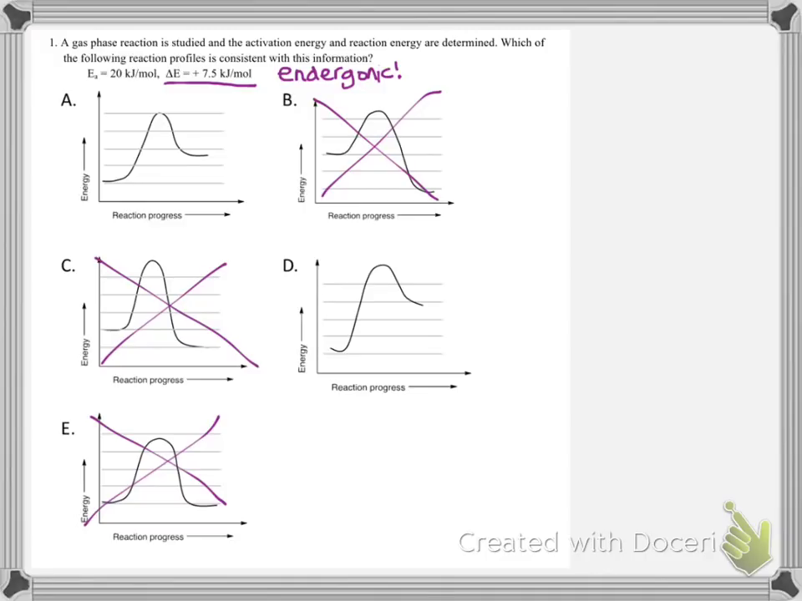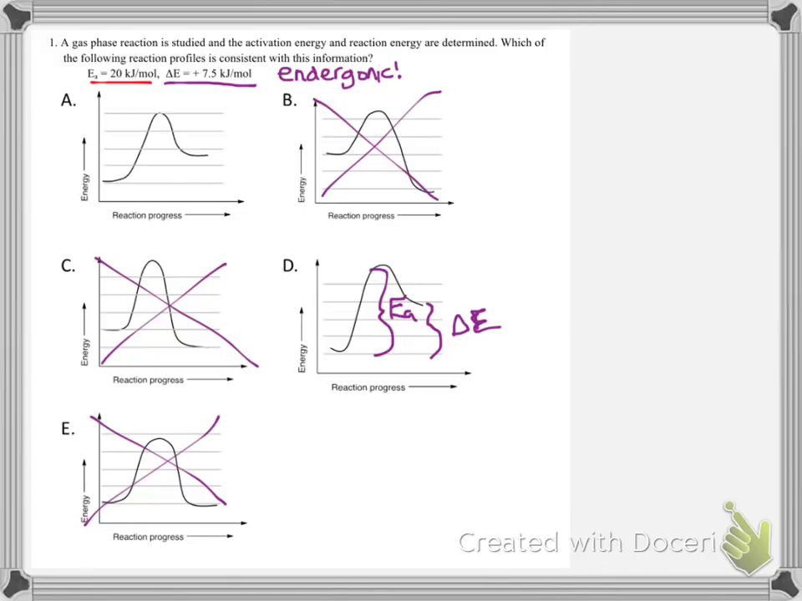Next, we want to compare the relative activation energy with our delta E to see which of these remaining choices could be correct. Notice how our activation energy, E sub A, is substantially greater than our overall energy change delta E. In fact, it's about 2.5 times more. So we need to make sure that the reaction profile diagram that we choose adheres to that relative change. With choice D, we can see here that the overall energy change is more than half that of the activation energy barrier. So this one's not looking so good.